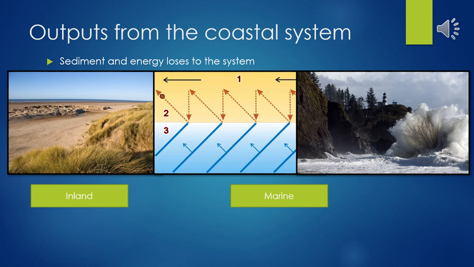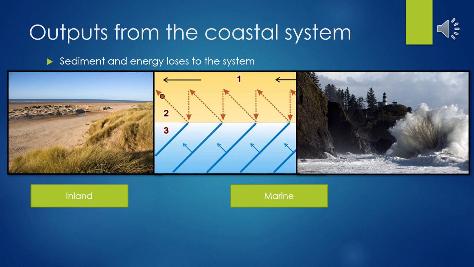Outputs from the coastal system. So this is where sediment and energy leave the system for good, and they don't come back, essentially. So your outputs can move inland. For example, on the left you've got a picture of a sand dune where the sand has been transported from the beach, where it's available to the sea, to an area where it's not available from the sea. And you can see that area has started to be covered by grass because the sea doesn't reach it anymore, so it can't take away sediment from it.